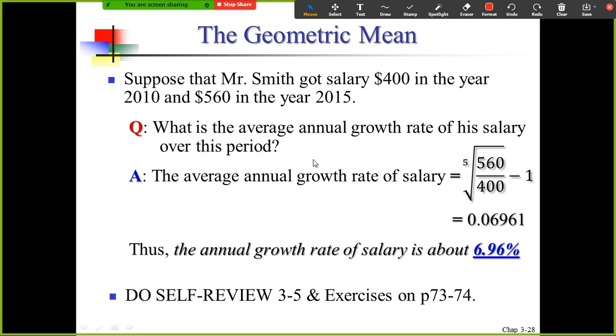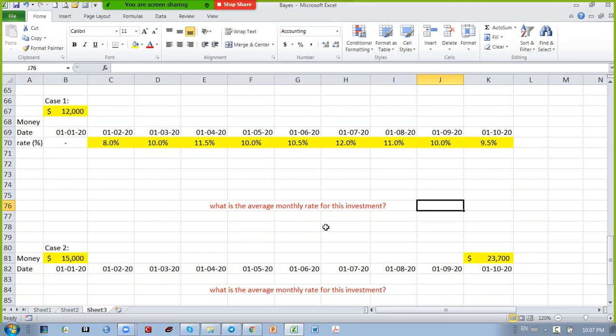Okay, this is application 1 and 2. This is the Excel that I made for you, for you to have more examples for geometric mean. Yes, we have case 1 and case 2. Okay, look at case 1. This is my money.